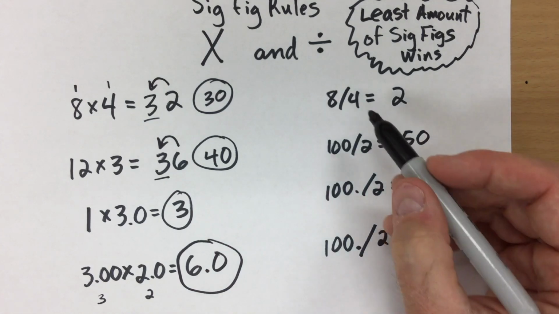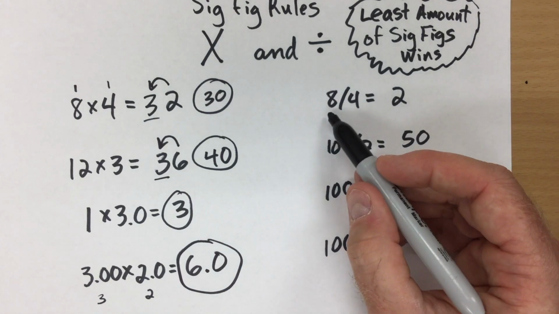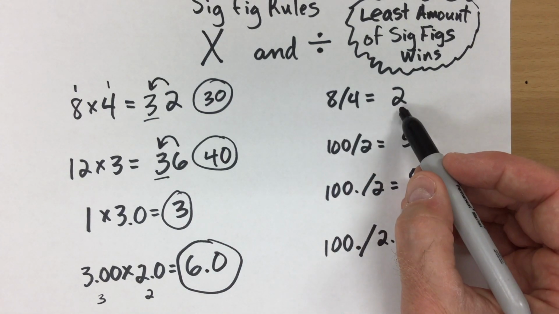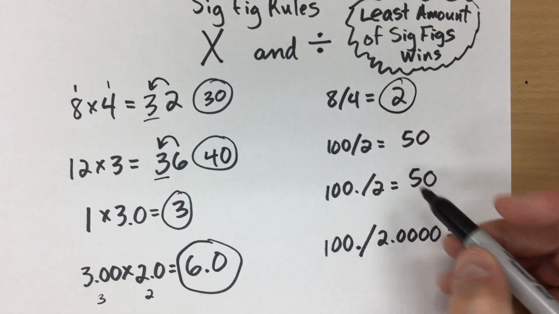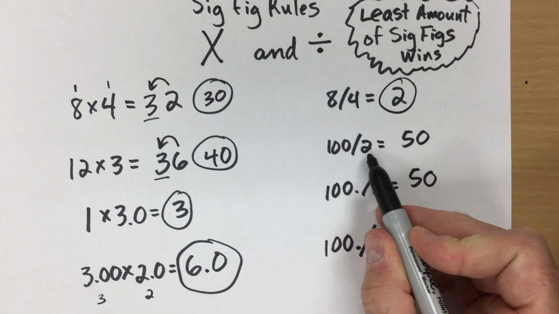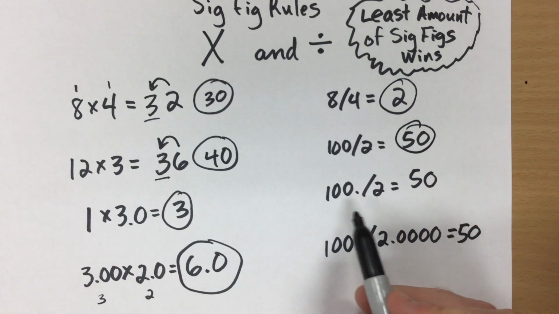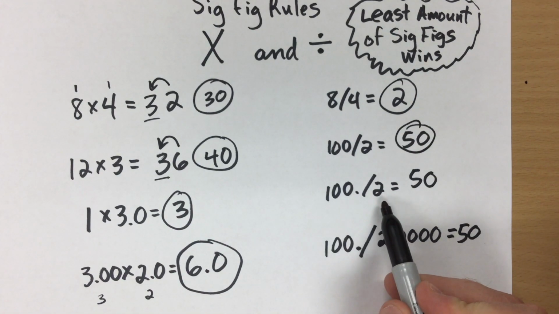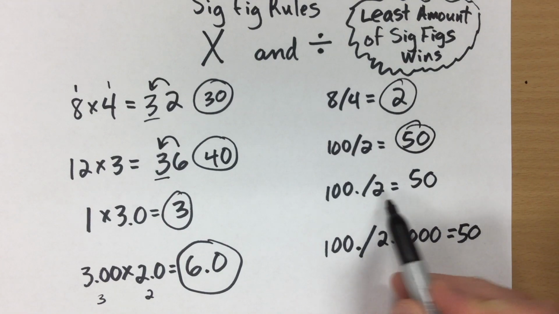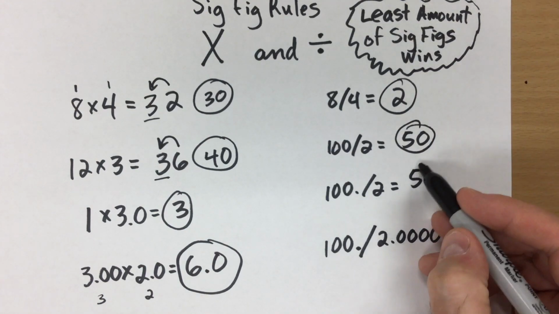If we go over on the side, dividing, same exact rule. 1 sig fig here, 1 sig fig here. That already has 1 sig fig. It's good. This one has 1 sig fig. This one has 1 sig fig. We're all set. It already has 1 sig fig. Now this one has 3 sig figs, and that one has 1 sig fig. 1 sig fig will win. That's the least. So it's still going to be 50.